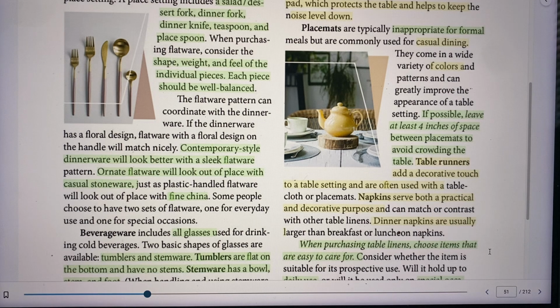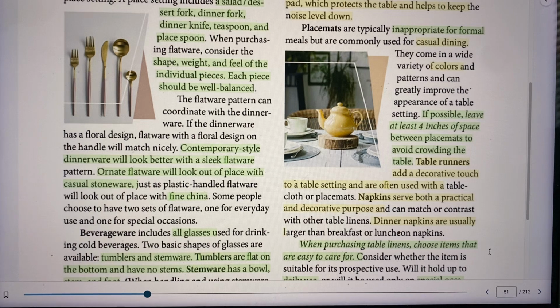So napkins can really make your table look elegant, especially if you know how to fold napkins, which I don't, but you can learn. There's going to be some directions in your video that tells you how to fold napkins. I'm going to give you actually the video to go to, and then you can learn how to fold napkins, and that's pretty neat. And there's different kinds of napkins.